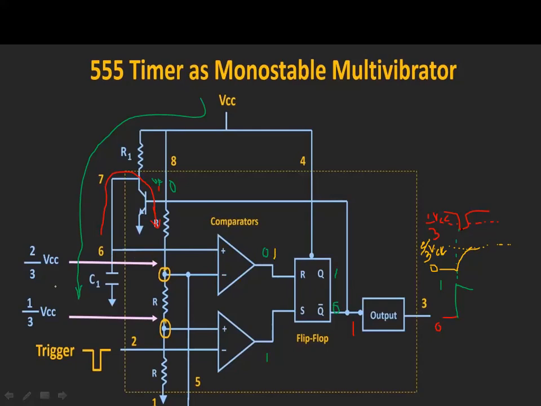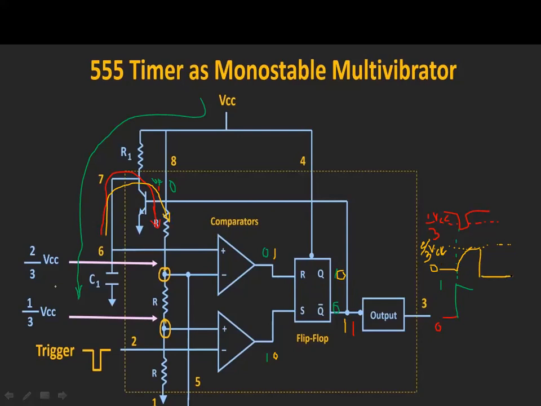And this trigger pulse is a short duration pulse, so already this goes to 0. Then this is 1 and this is 0. What happens? The flip-flop is going to reset. Reset means Q will be 0 and Q bar will be 1. So when Q bar is 1, the transistor is on and the capacitor is going to discharge. As there is no resistor in the discharge path, the capacitor is going to discharge quickly to 0 level.